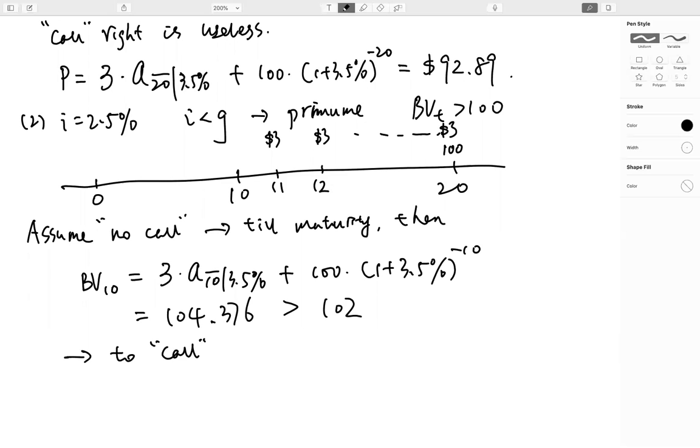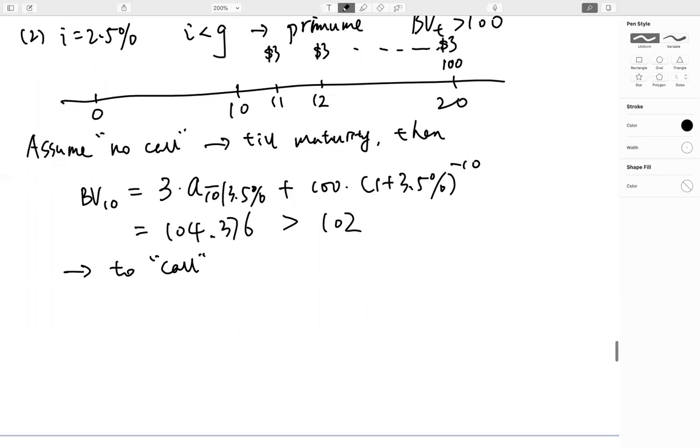That means the issuer can now pay $102 to close this bond, which is now worth $104 and about 38 cents. Of course, the issuer should call, right? Because it gives it the right to use $102 to buy something that is worth more. So the issuer will call it earlier at the end of 5 years.